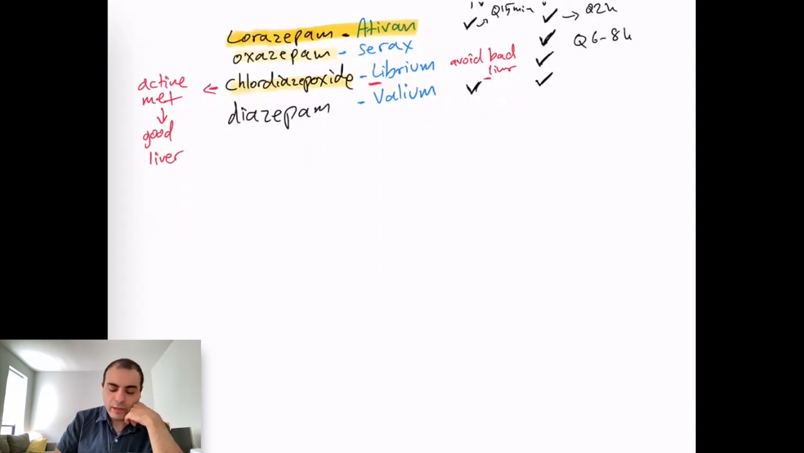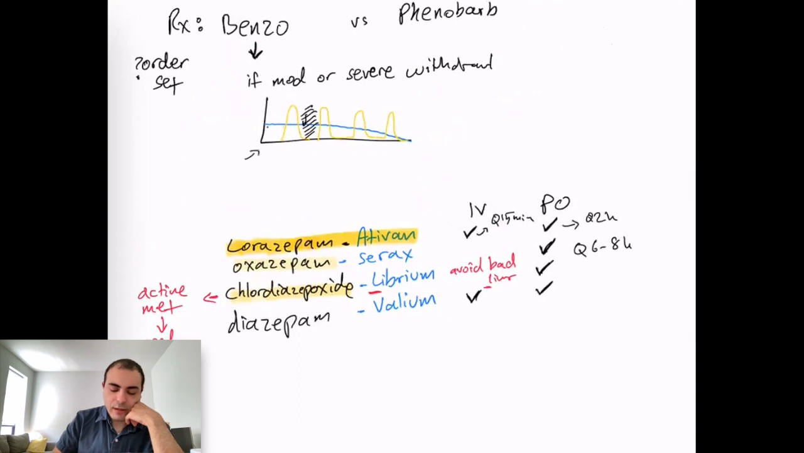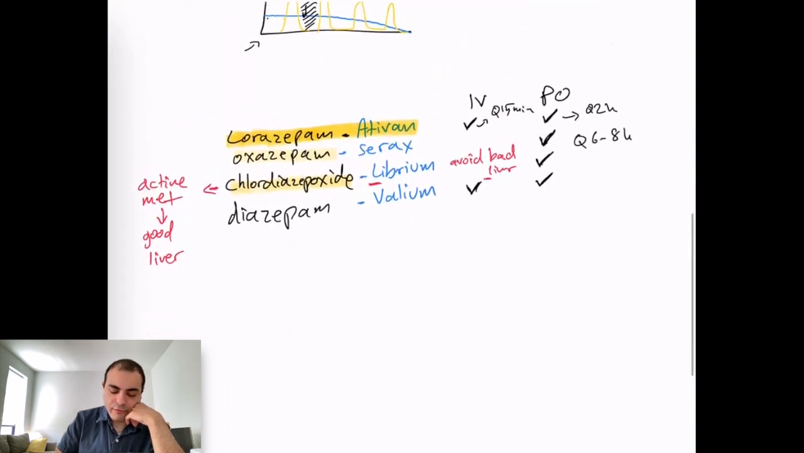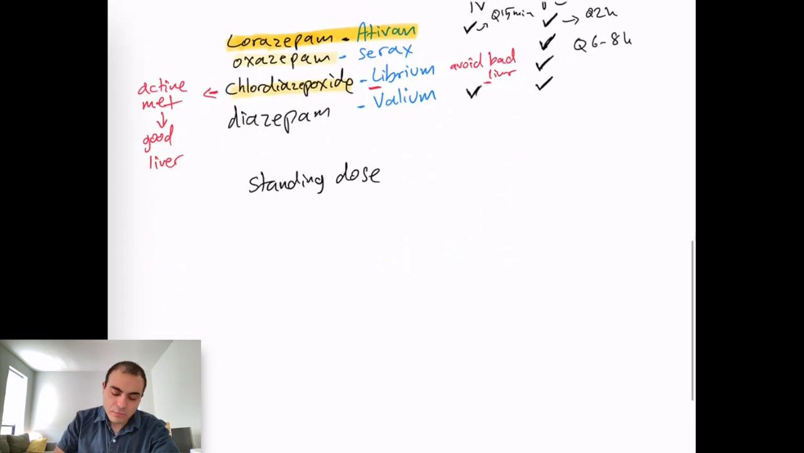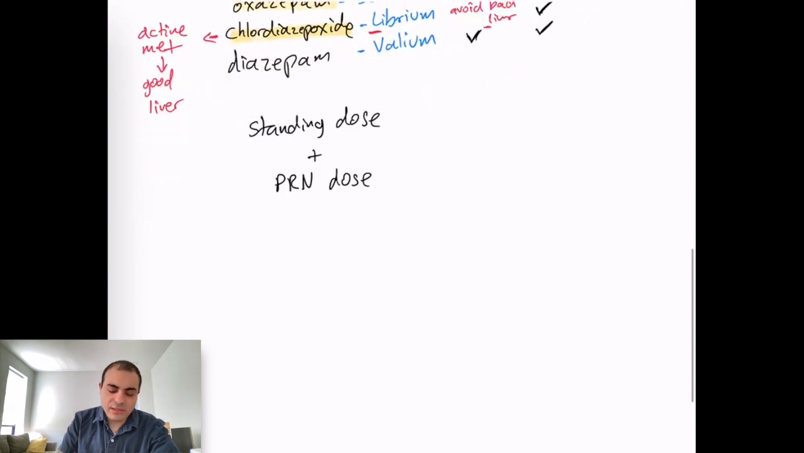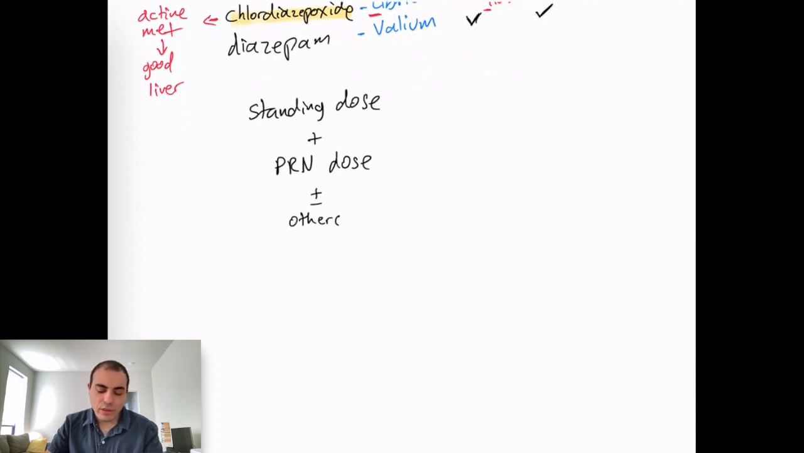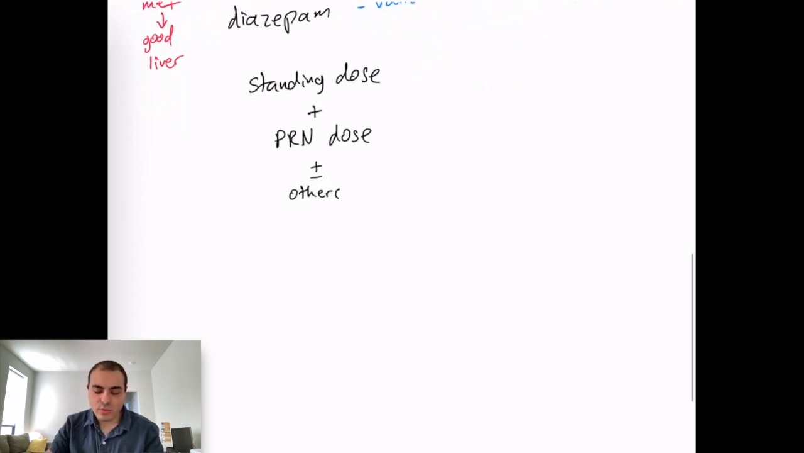So the way I do it, again, remember this graph. The way you want to do it is you want to have some sort of standing dose. Standing just means scheduled, that it's going to be given at certain intervals, okay? Plus, you're going to have a PRN dose. And then plus minus others, which means other therapies that you might want to use, okay? So how exactly does this work? It depends on the patient. And I think the easiest way is to give you an example.